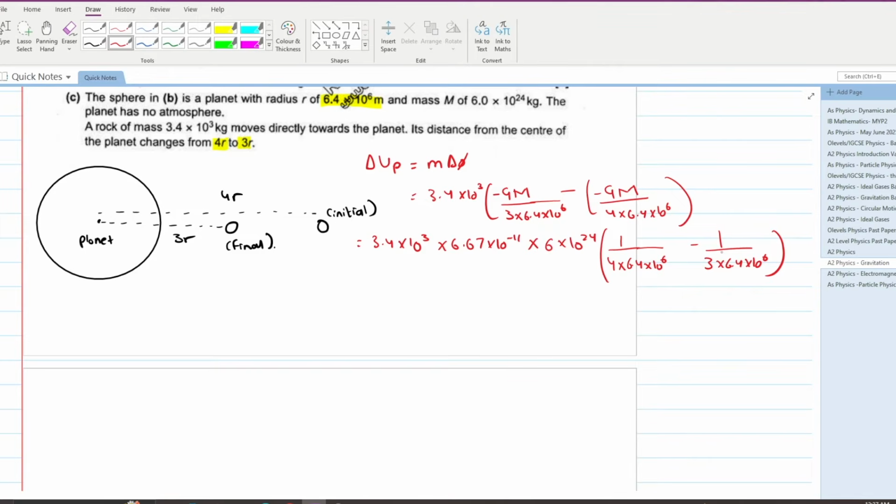Then what I can do is 6.4 into 10 raised to the power of 6. Okay, multiply this by 1 upon 4 minus 1 upon 3. This comes out to be what? Minus, the answer is coming negative. I was correct. Minus 1. Let's keep it till two significant figures. 1.8 into 10 raised to the power 8 joules.